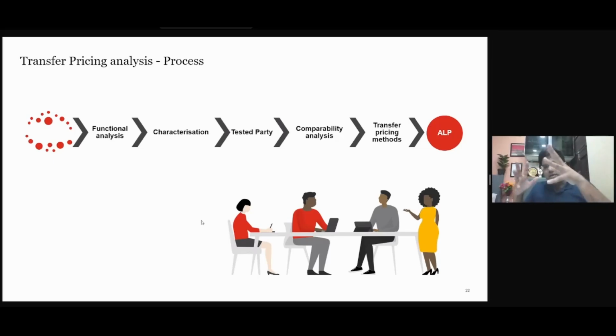Then once the functional analysis is done, we do the characterization. Based on these functions, whether it is a limited risk entity or a full-fledged risk entity, on this basis we decide what the characterization for transfer pricing purposes of this party is. Then we select the tested party. The tested party is the benchmark against whom you should test yourself. In some cases, it's a related party; in some cases, it's an unrelated party, on a case-to-case basis.